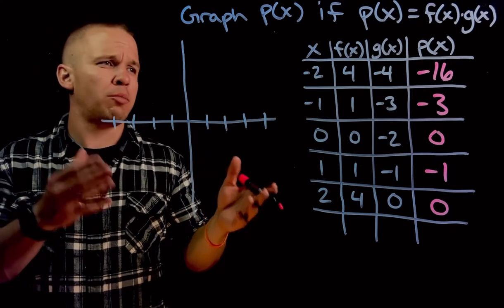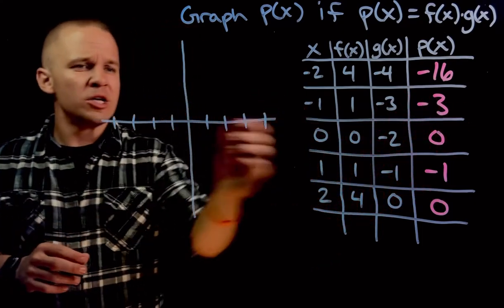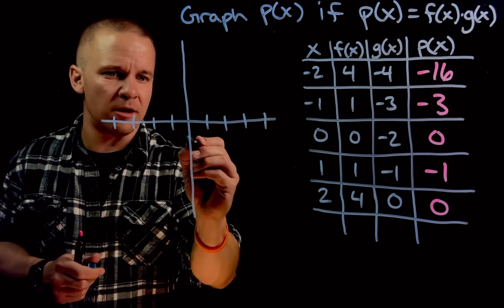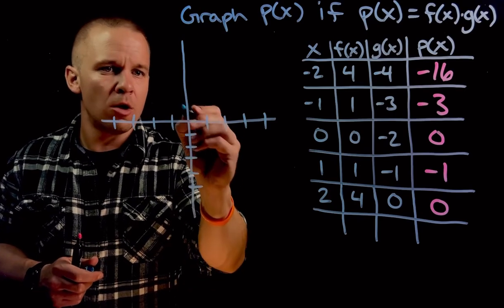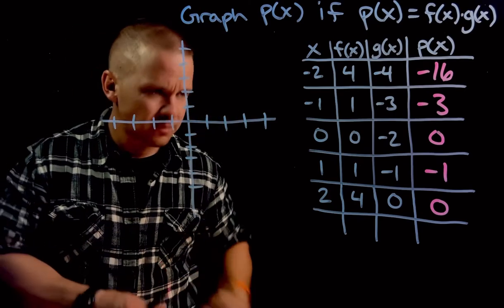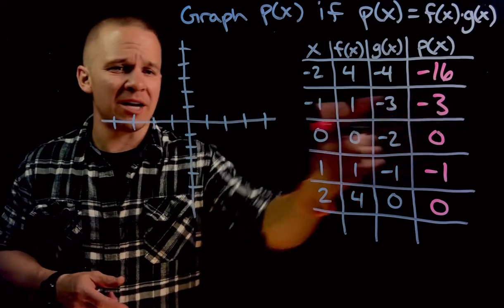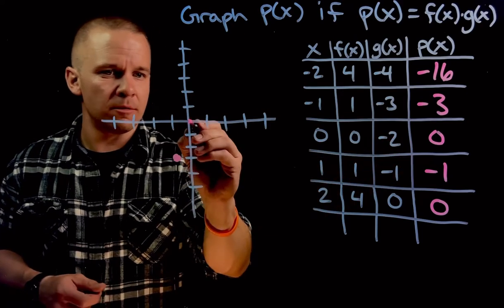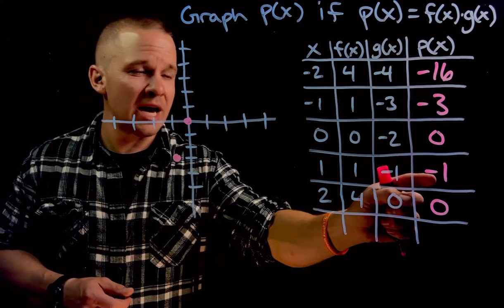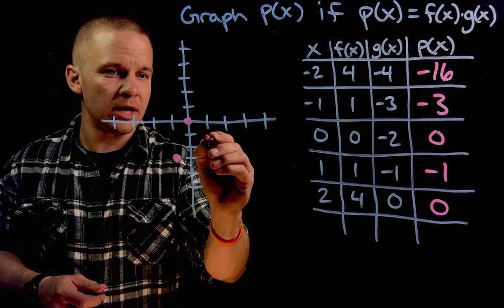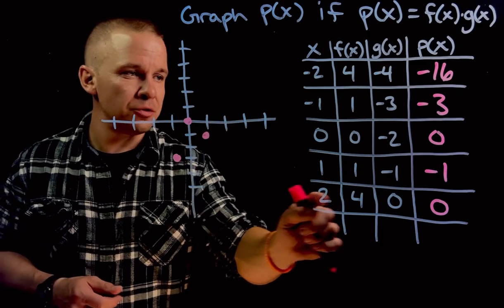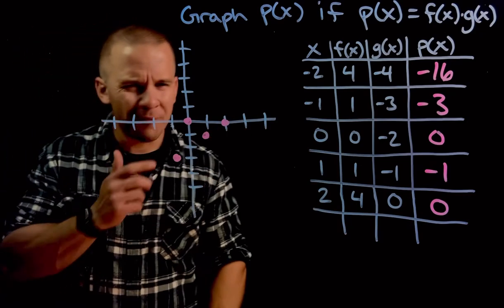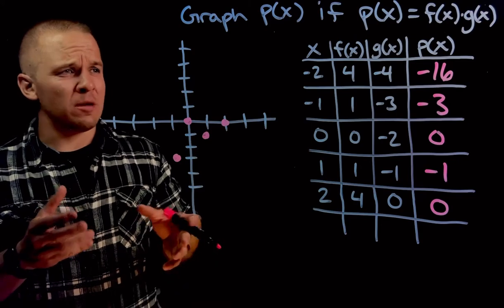Well, let's see if we can plot some points here. I'm going to start with these smaller ones right here. So we get -1, -3. Let's put some tick marks here because I think we can fit it all: 1, 2, 3, 4, 5. All right. So we have -1, -3, that would be my ordered pair for p of x. Then I've got 0, 0. Then I've got 1, -1. And then I have 2, 0. Interesting.